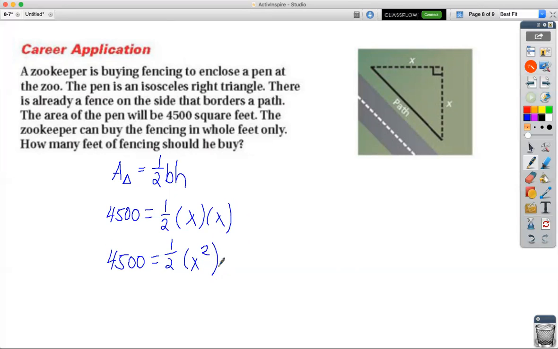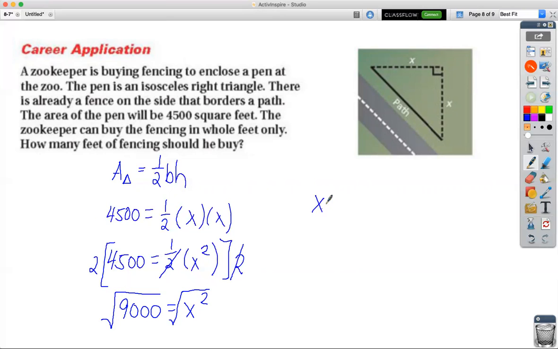From here, my objective is to isolate the x squared term. However, I cannot because there's the 1/2. So how can we eliminate the 1/2? Yes, you have to multiply the entire equation, or both sides of the equation, by 2. In this way, we can eliminate the fraction 1/2. So 4,500 times 2 is 9,000 equal to x squared. And at this point, you're able to use your square root method. So let's go ahead and do that. So let's find the square root of 9,000.